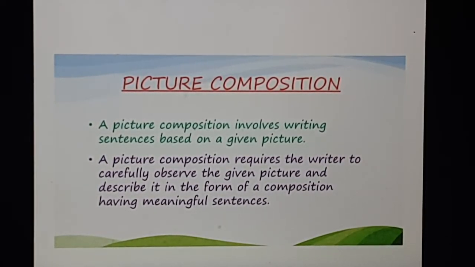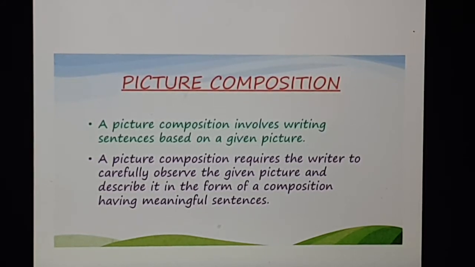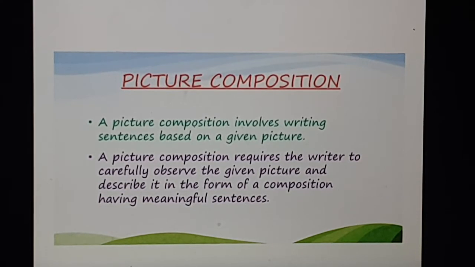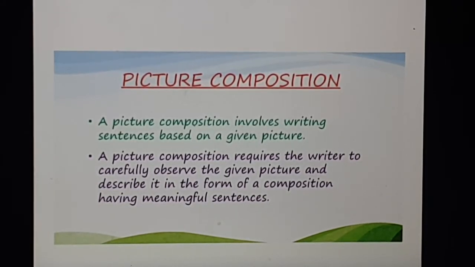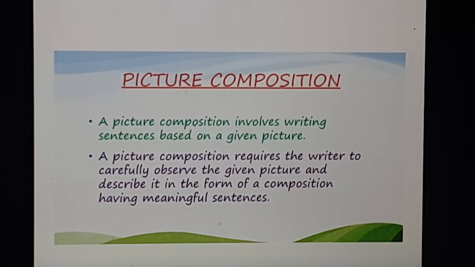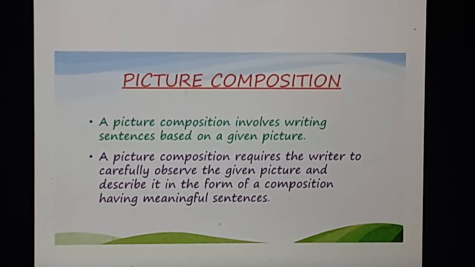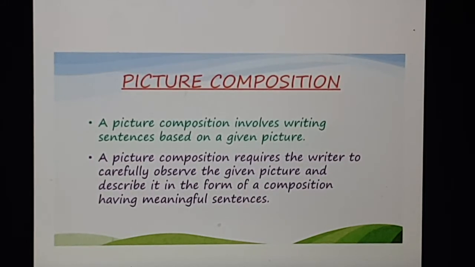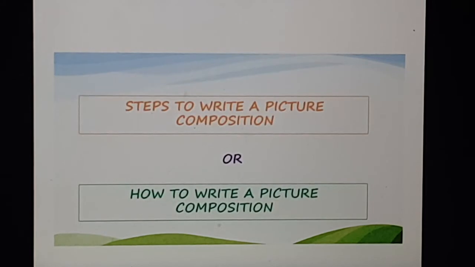So a picture composition involves writing sentences based on a given picture. So you are given a picture and you are told to write some sentences about that. A picture composition requires the writer, this is very important, to carefully observe the given picture and describe it in the form of a composition having meaningful sentences. So you are shown a picture on which you have to write something in the form of a composition having meaningful sentences.